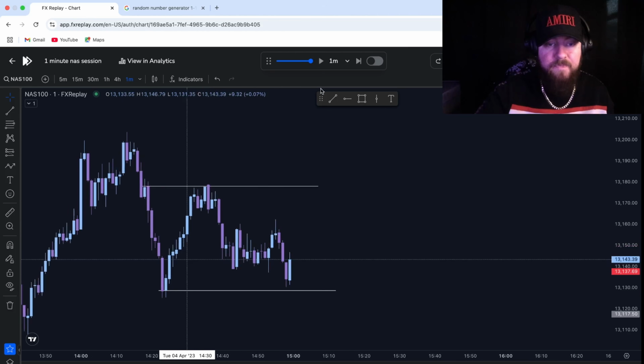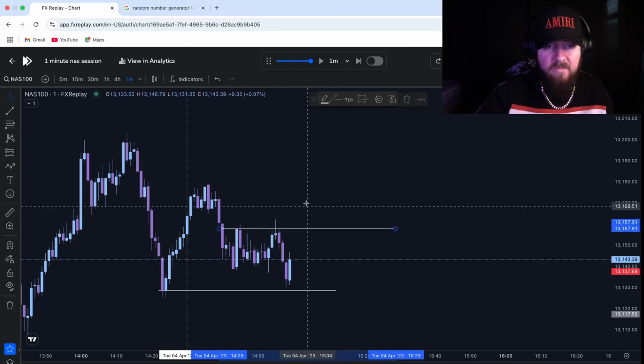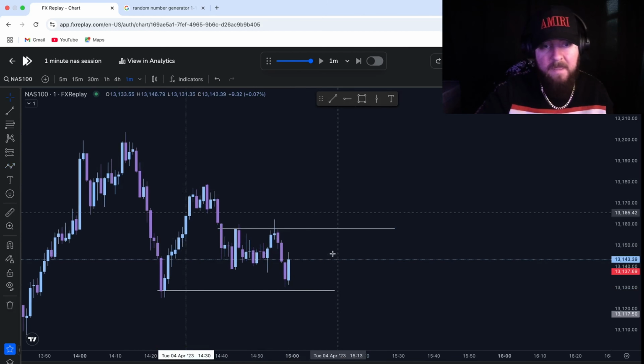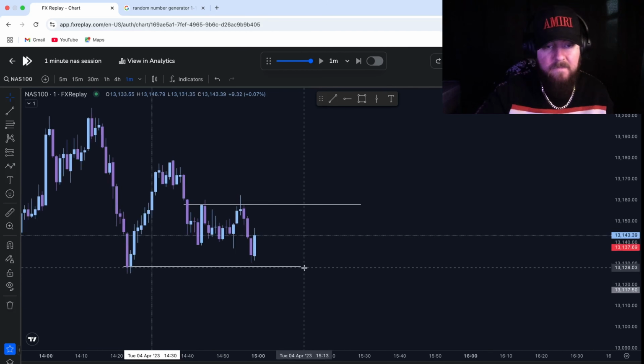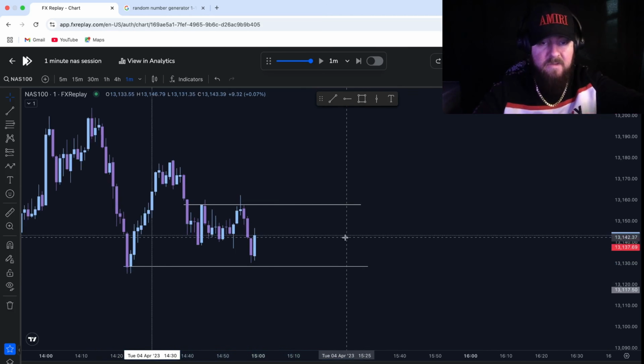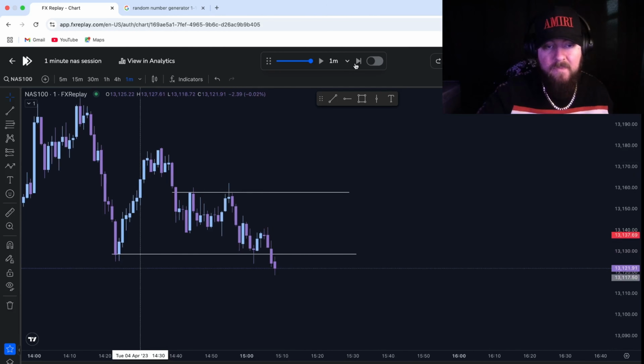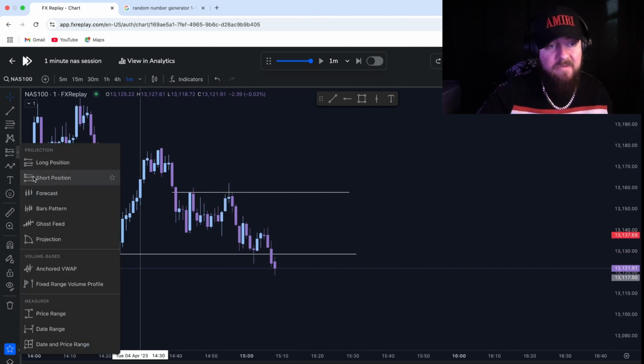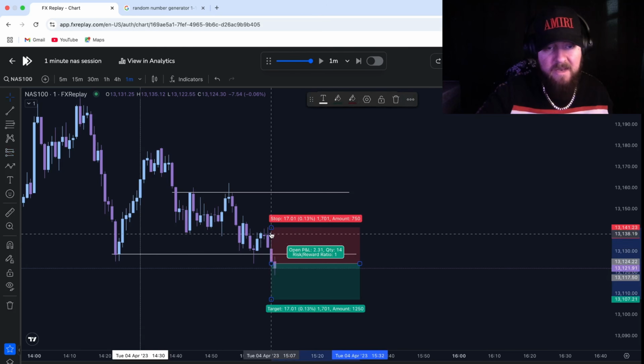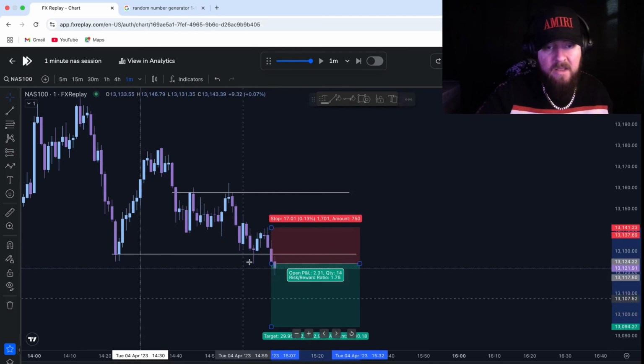Okay, so now we're making new structure. When this happens, feel free to adjust your lines. So I'm going to put this one there now, because if it breaks above this, then I'll buy. And I'll keep this one there, because it still hasn't been tapped into. Right, so it wicked. It did wick. Yeah, I would have wanted to see a little bit more of a push. It's not really violent. That's okay. Yeah, I would have entered for sure. Down by there, when it ended strong like this, I'd be in.